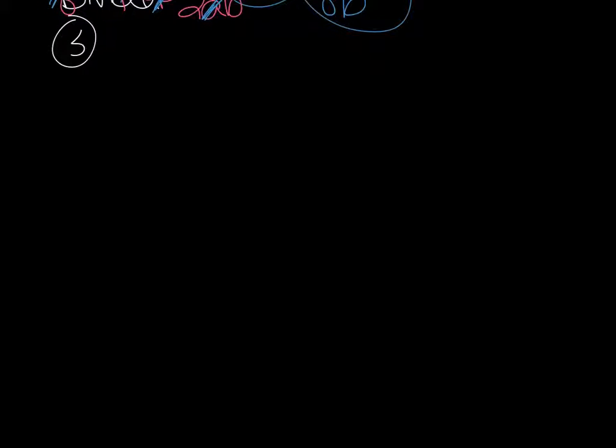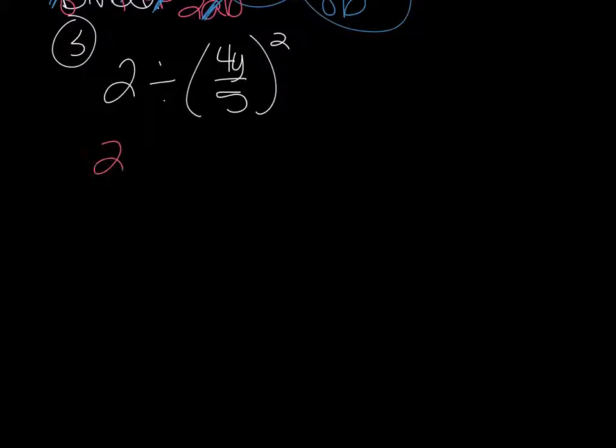Number 3. 2 divided by 4y over 5, and we're going to square that second fraction. If we think back to what we did on Tuesday, what do you think I need to do first? Exponents. I've got to get rid of that exponent first. To do that, I need to take everything inside that set of parentheses to the second power. So once again, we're going to leave this as 2 divided by, but I have to square the 4 and I get 16. And then I have y squared, and 5 squared for the denominator gives me 25.